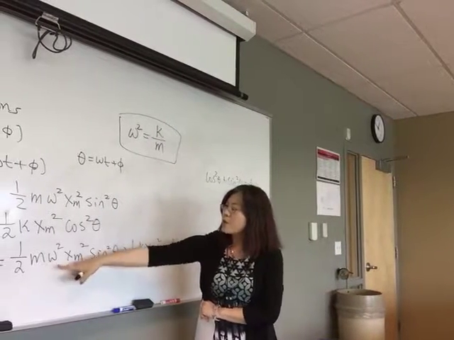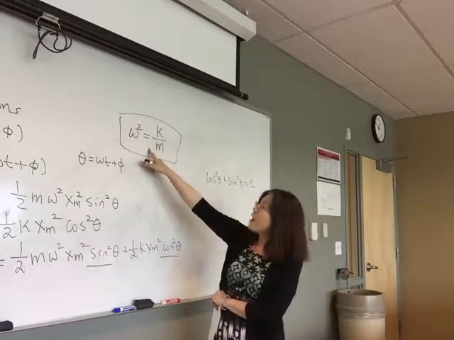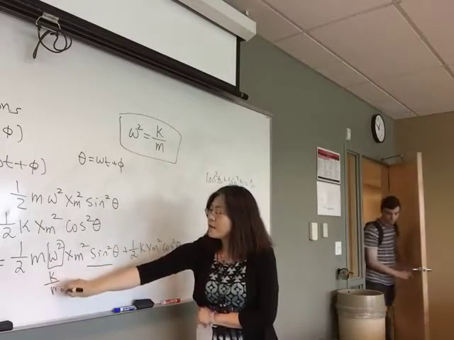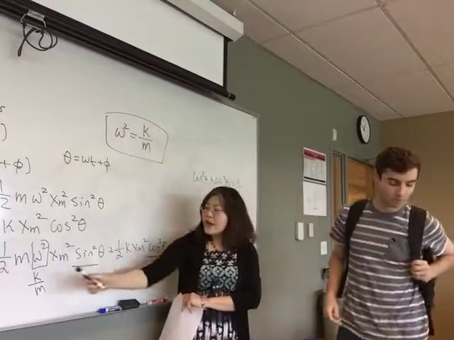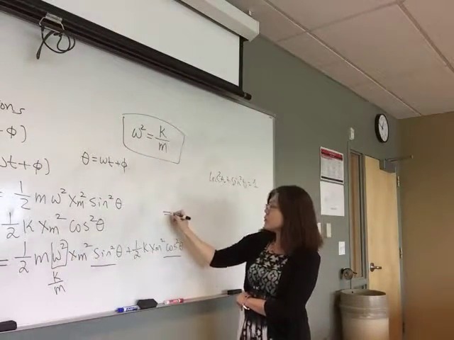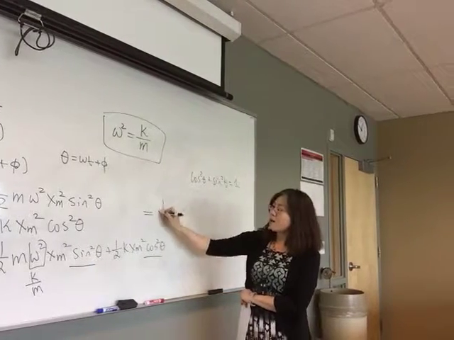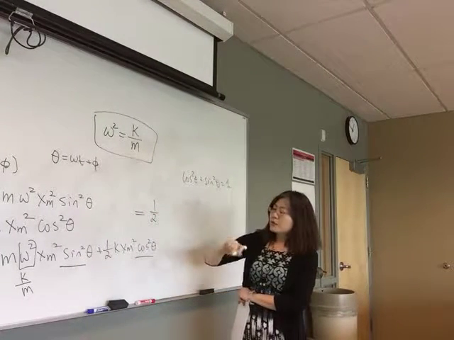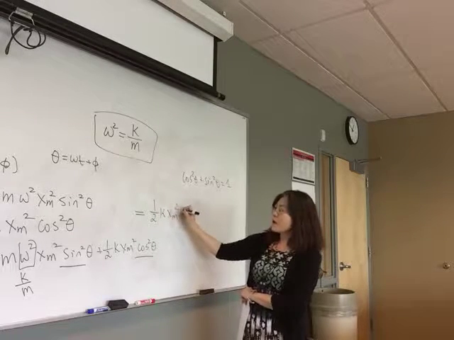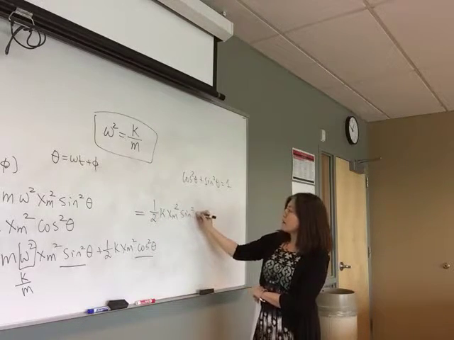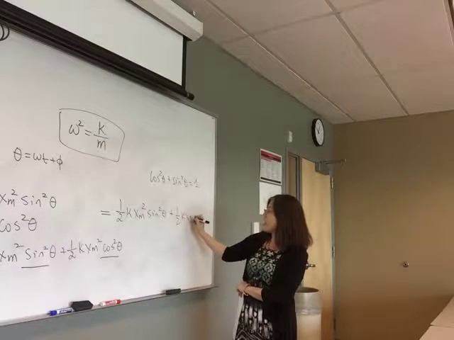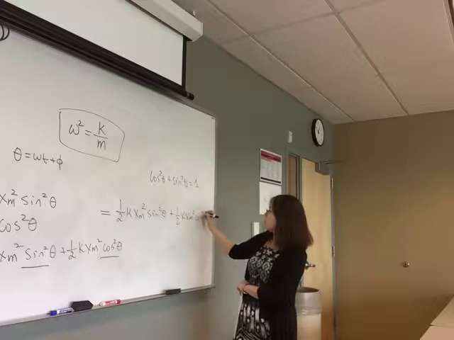So you have your omega squared. Omega squared is equal to k over m. So if you replace this with k over m, then your m just cancels. So what do we have after you do the replacement? You have your 1/2, your m just cancels, so you have your k, and then you have your xm squared, and then sine squared. That's your first term. The second term, you have 1/2 k xm squared, and then cosine squared.